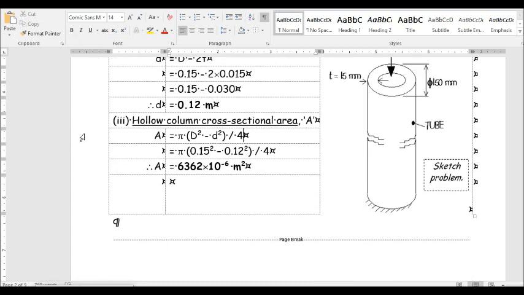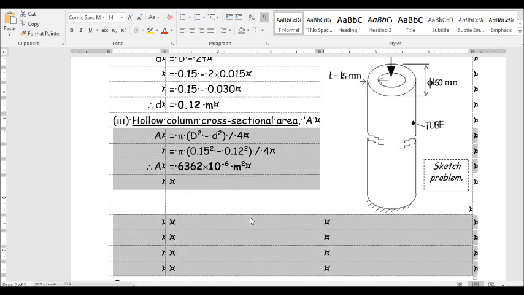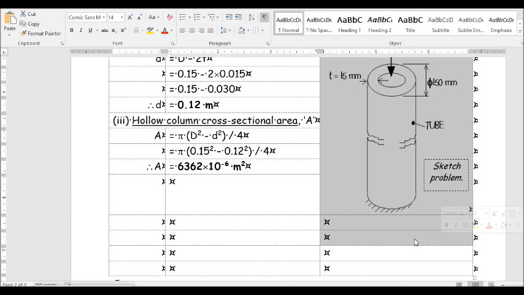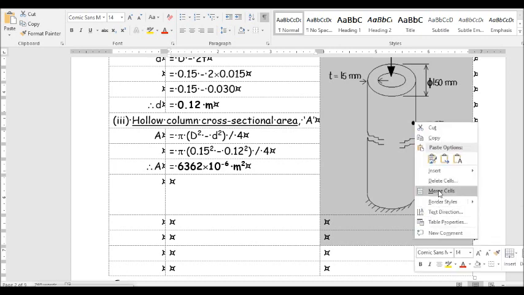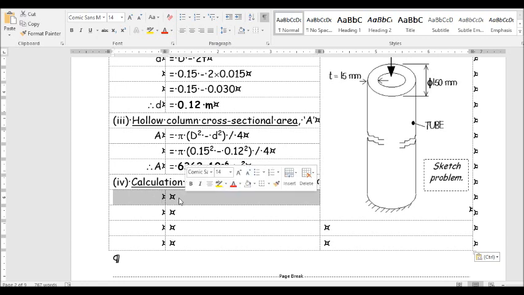Going to need to insert some more rows here, so just going to highlight these rows, right mouse click, insert rows below. I'm going to merge a few more cells here. Highlight the cells, right mouse click, merge. I'm going to merge this row here. This will be step 4. Step 4 of the solution is to calculate the maximum applied load, labelled Pmax here. To calculate Pmax, we're firstly going to state the formula for direct stress. I'm going to merge this row here.